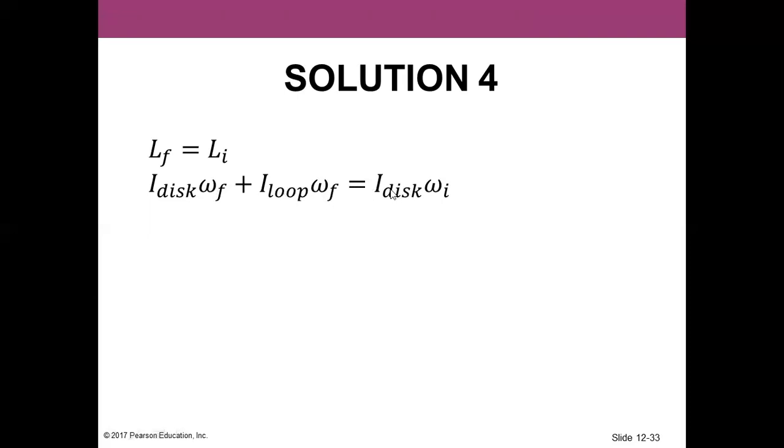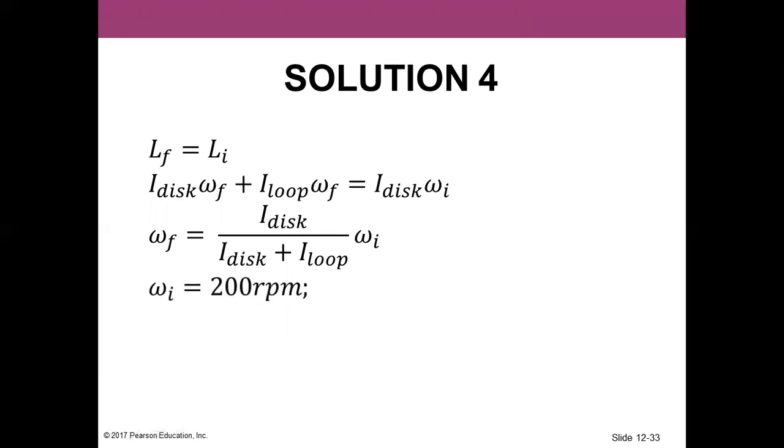But initially, we only have the angular momentum of the disk because the loop is not rotating. Just like in linear motion, if the object is not moving, that object does not have linear momentum. So initially we have the angular momentum of the disk, which is the product of the moment of inertia of the disk times the angular velocity. Okay, so now we make the final angular velocity the subject of the formula. So we have this expression, then we substitute the known values.